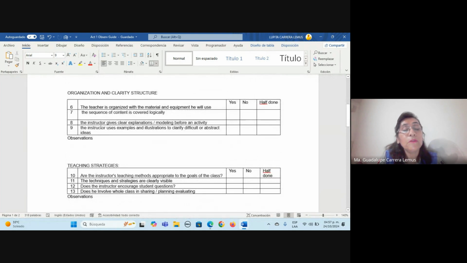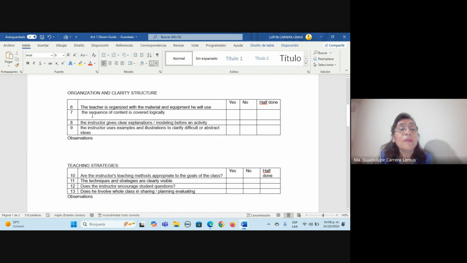And then in number two, we have organization and clarity structure. Well, every class should be organized with a structure that should be clearly visible. Because it's very common that sometimes teachers don't plan, they just improvise, and that's sometimes visible for students. So sometimes we rely too much on technology, and sometimes technology can betray us.